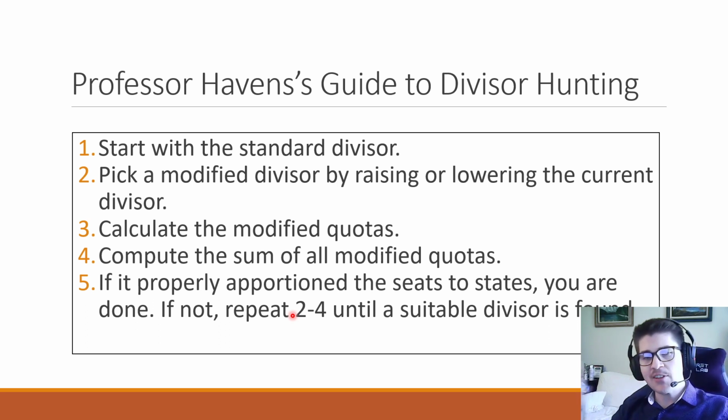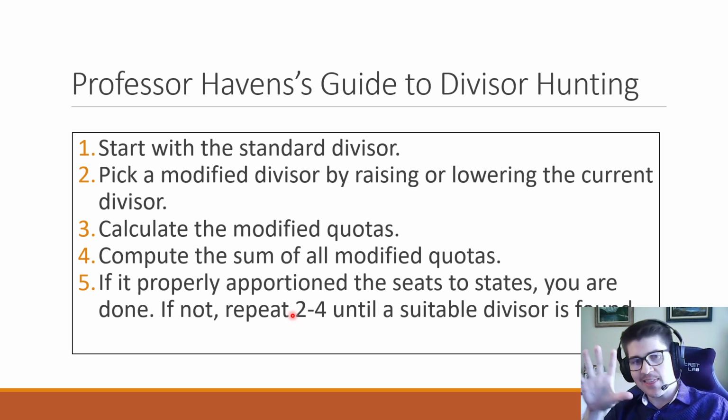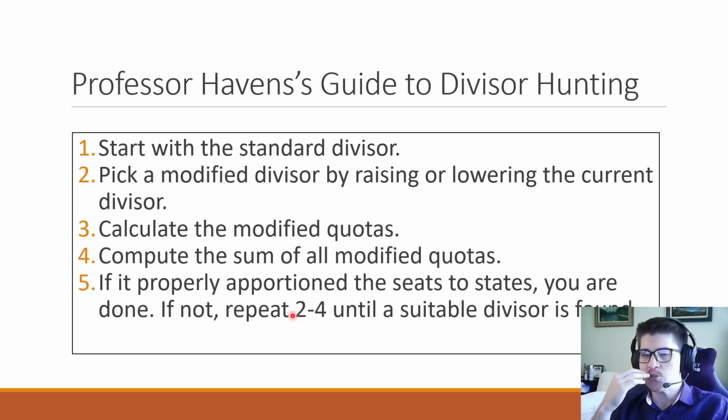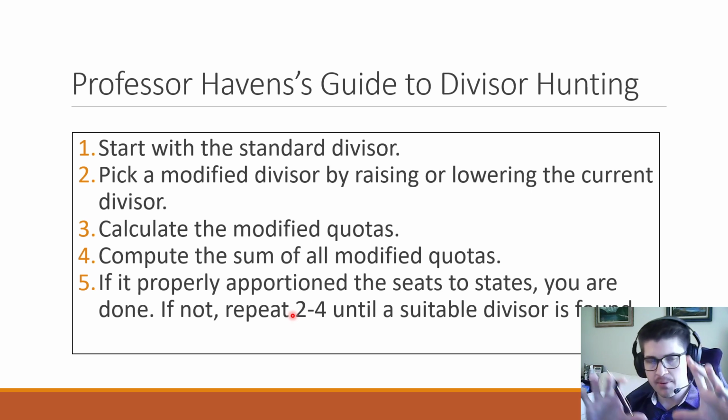I have a little guide for divisor hunting, which I found was quite helpful to the students, because at first it was a hard thing to teach since the book didn't really get into the nitty gritty. Step one, start with the standard divisor, because the standard divisor is the perfect divisor for perfect apportionment. The issue is that when we then round, it doesn't work quite right anymore. That's the idea behind the modified divisor. Since the standard divisor won't work, we change it up, and there will be one that does work.